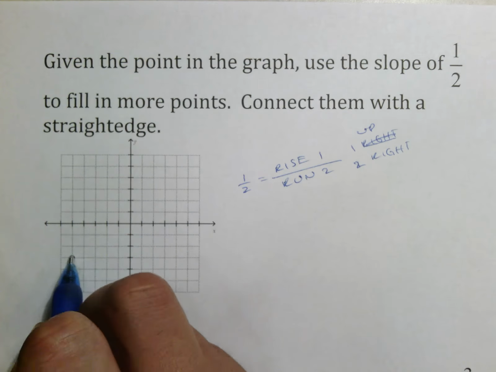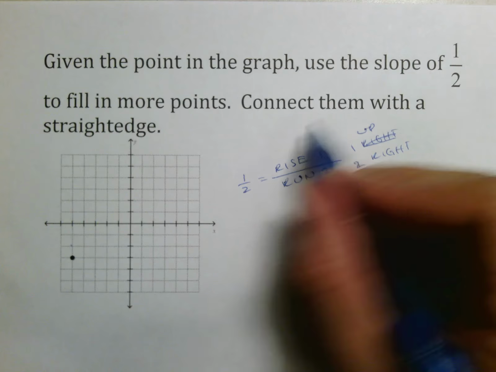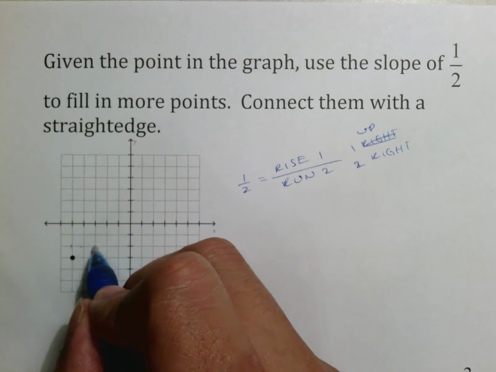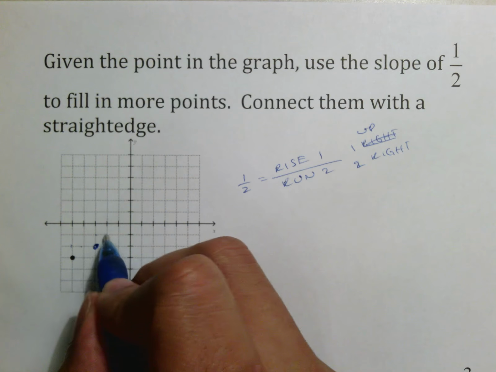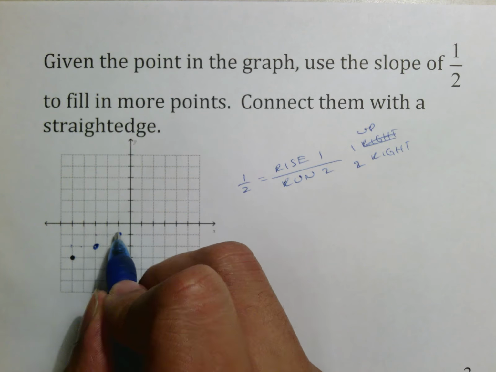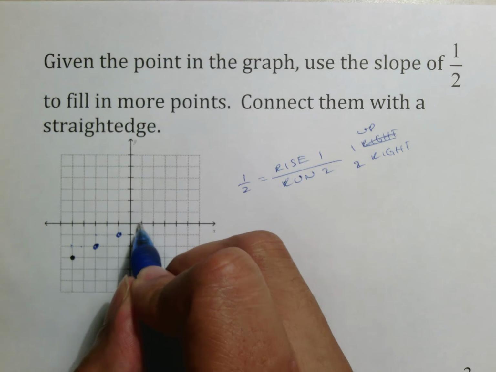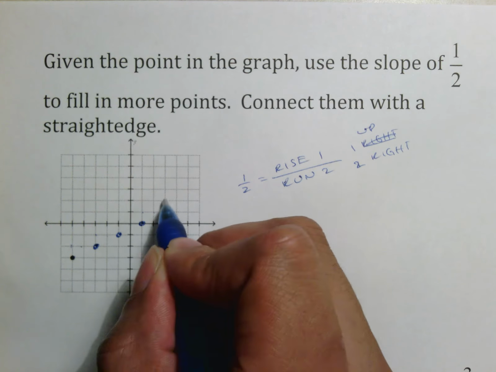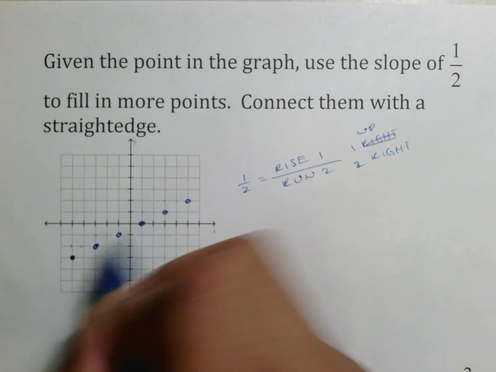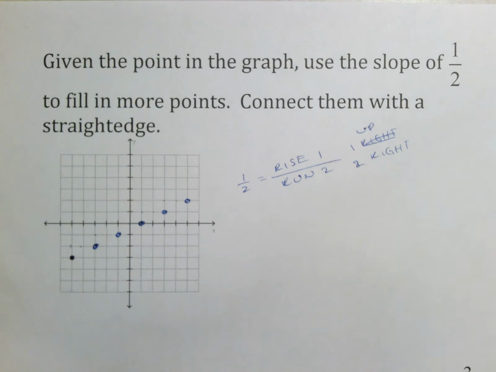So again, slope of 1/2 means go up 1, there's your 1. So up 1 over 2, put a dot. From there, up 1 over 2, put another dot. From there, up 1 over 2, put another dot. From there, up 1 over 2, again 1/2, here's your 1, there's your 2, and that's as far as I can go before I jump off of there.